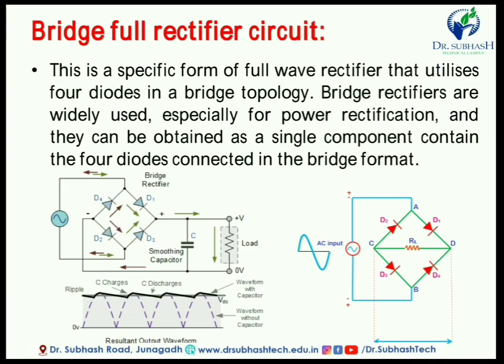In the positive half cycle, diodes D1 and D2 are in forward bias. So these pairs of diodes will convert AC to pulsating DC.